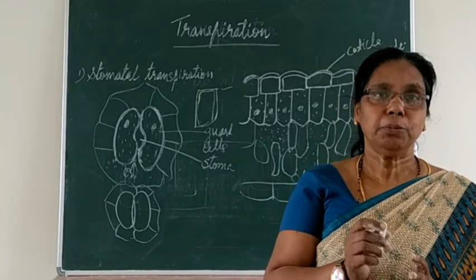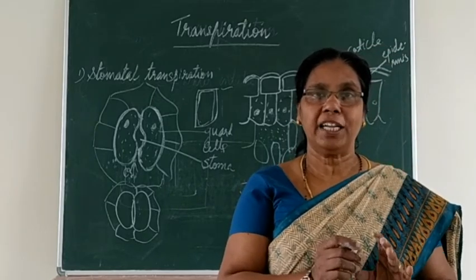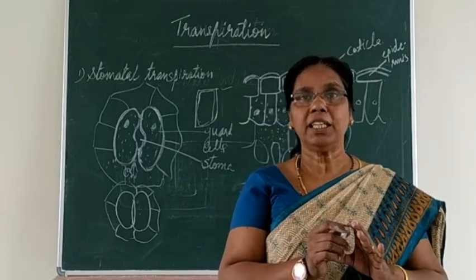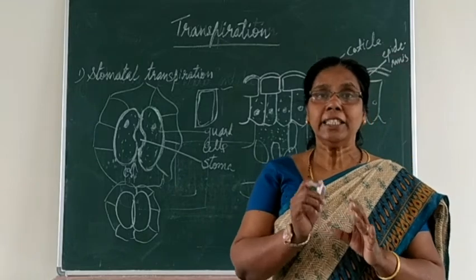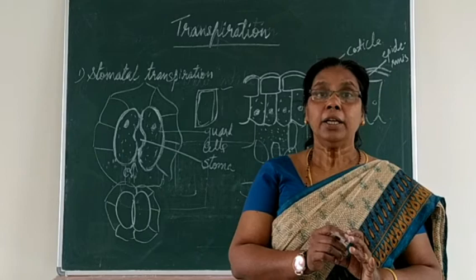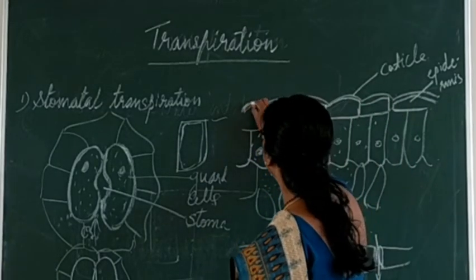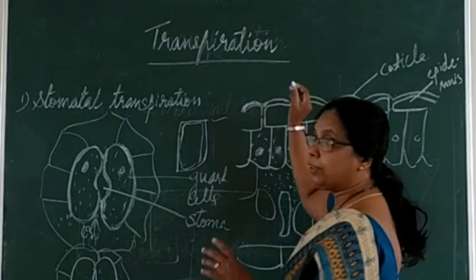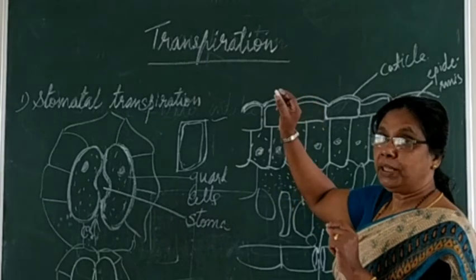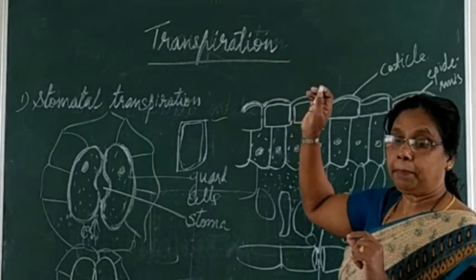Then let's see what is meant by cuticular transpiration. The second type of transpiration is called cuticular transpiration. From the name itself you can understand that this mode of transpiration takes place through the cuticle. So this is the cuticle. You can see that in certain types of leaves, a very thick cuticle is present. Which side is it present? Yes, in the upper epidermis.